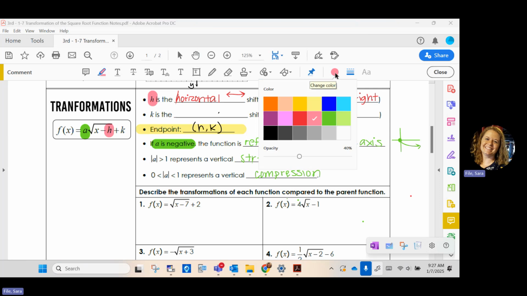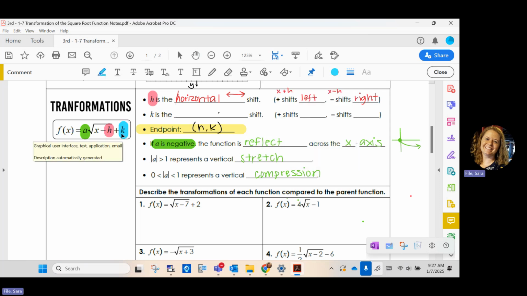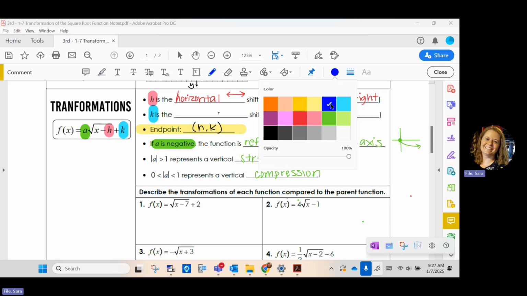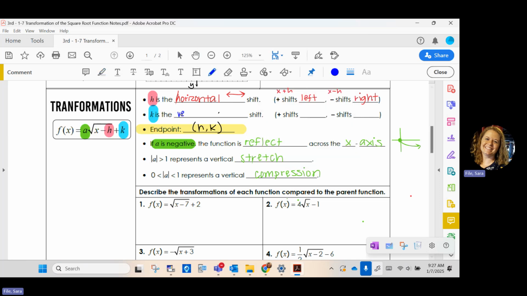Now your K value is what's added or subtracted on the outside, and it is our vertical shift. Vertical is up and down. If it's a plus in the equation, that means K is actually positive and it's going to go up. If it's minus, it actually is a negative and it's going to go down.